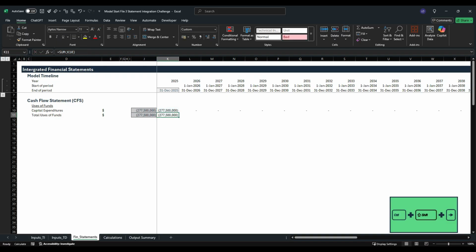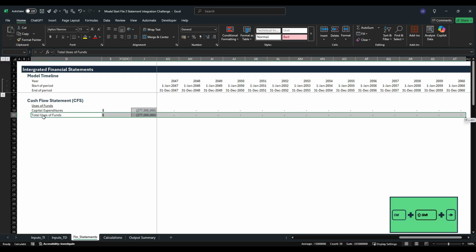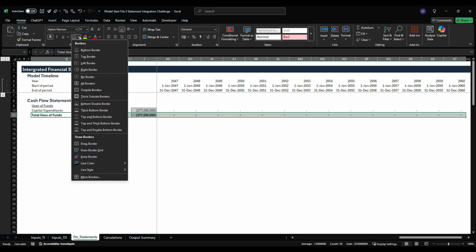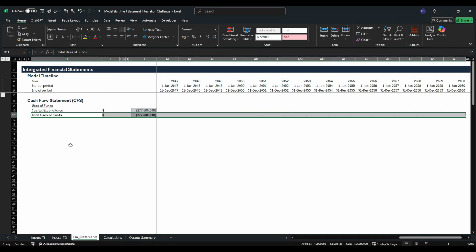Let's just set it up that way so it's a little more dynamic in case you would like to add further uses of funds further down the road. So now let's do some formatting. Let's grab that whole row here, bold it, and let's have a top border as well.